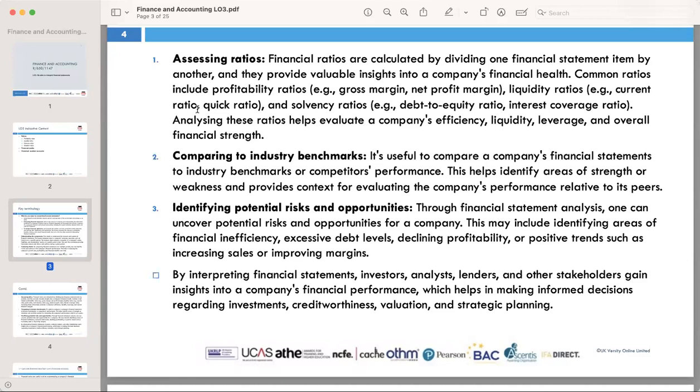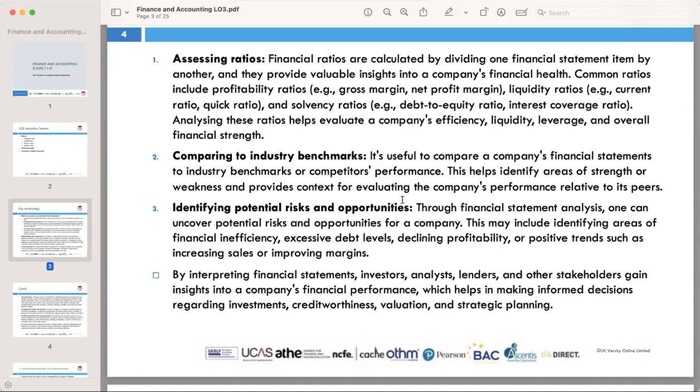Financial statements also help uncover potential risks. Here, we are identifying potential risks and opportunities for a company. By examining the financial statements, we can identify areas of financial inefficiency, excessive debt levels, declining profitability, or positive trends like increasing sales or improving margins. These insights help us assess the company's future prospects and make decisions accordingly.